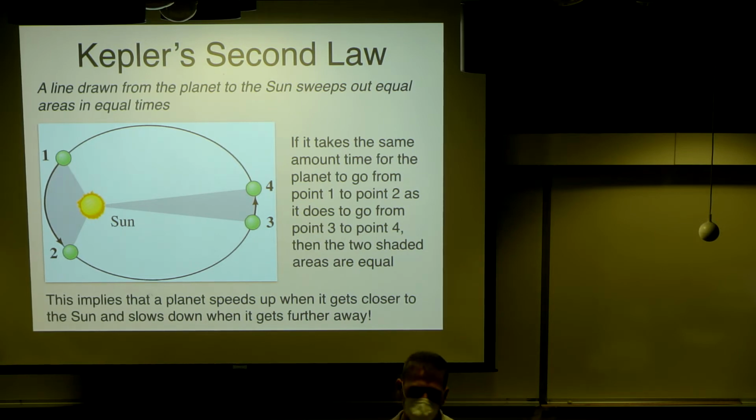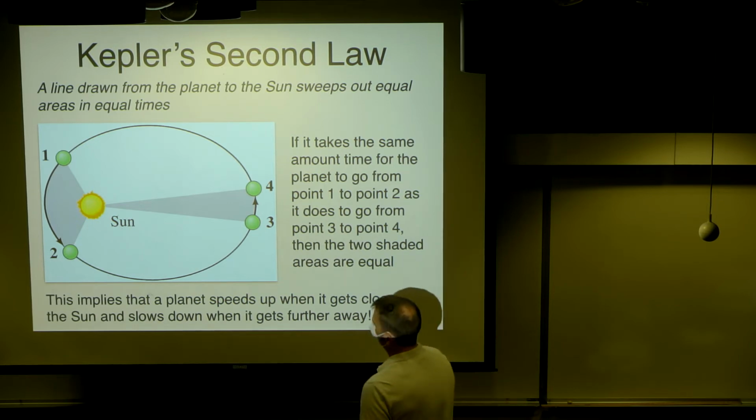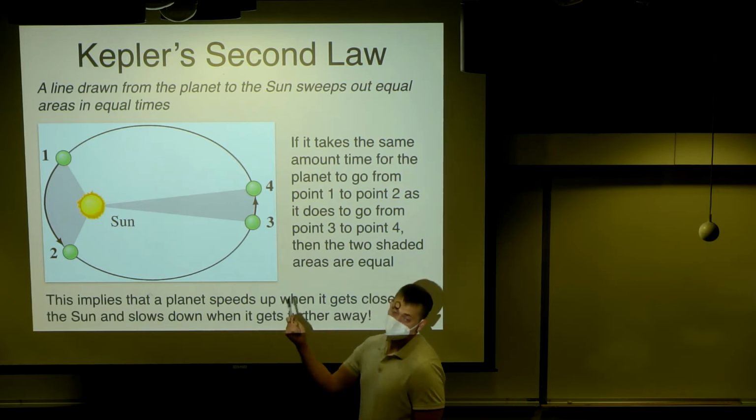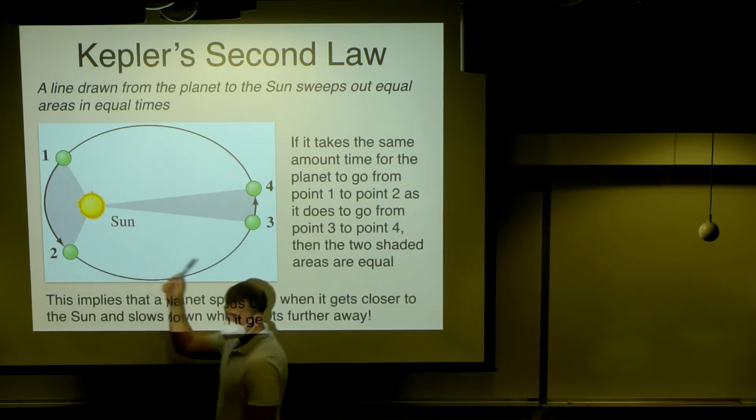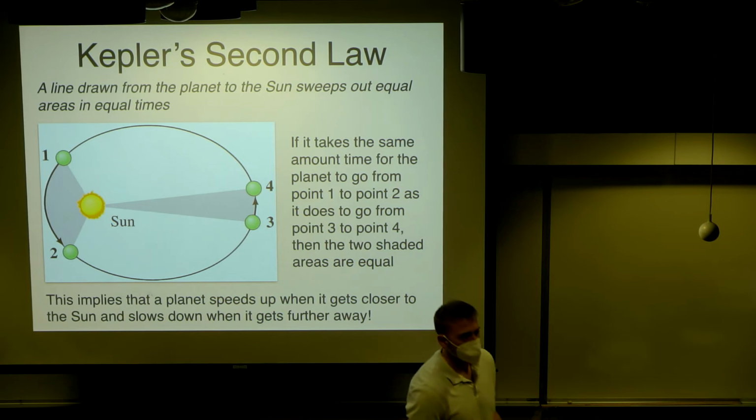But there's probably a more intuitive way to see it, which is this. Basically, a planet is going to speed up the closer it is to the sun, and it's going to slow down the further away it is from the sun.